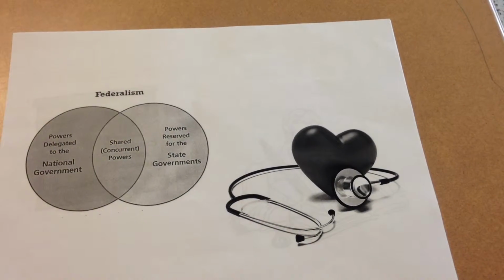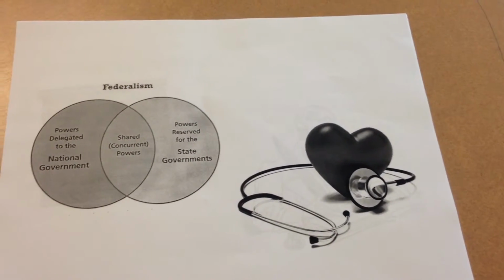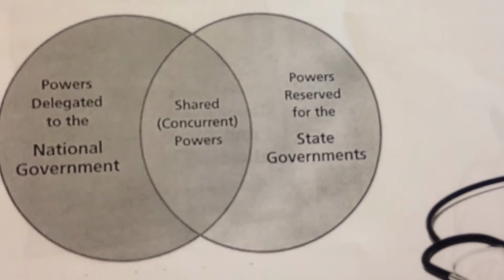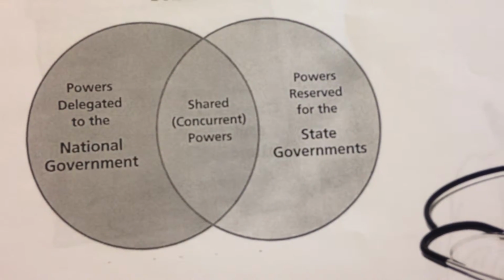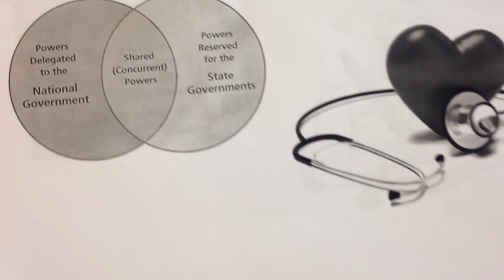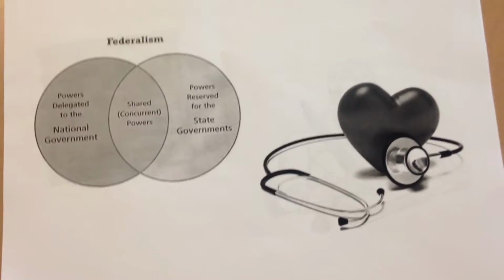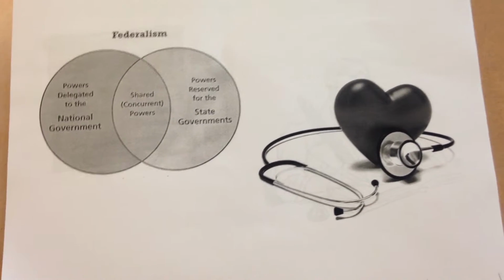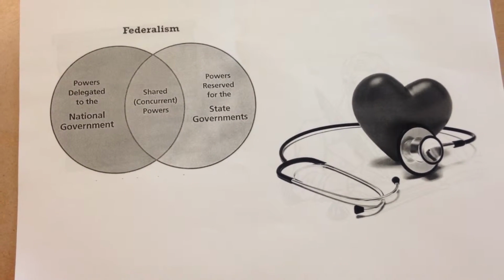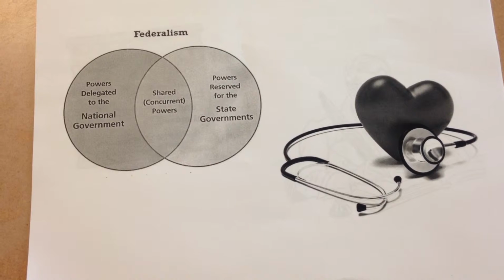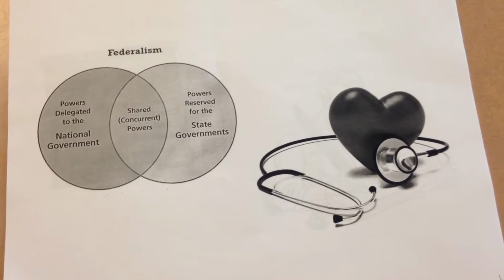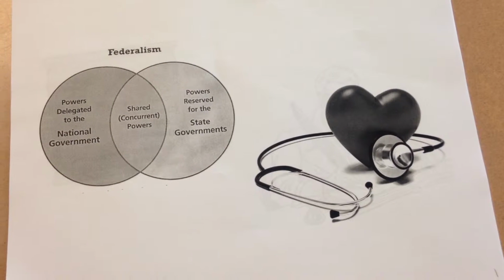The state government powers are split into two kinds, which are delegated and reserved. Delegated powers include conducting foreign policy, printing money, maintaining a post office, and defending the country. Reserve powers include health, safety, and welfare. Powers that are shared between the states and the federal government are called concurrent powers, such as taxation. One important concurrent power is making and enforcing laws.